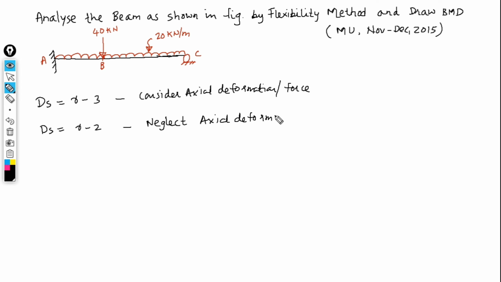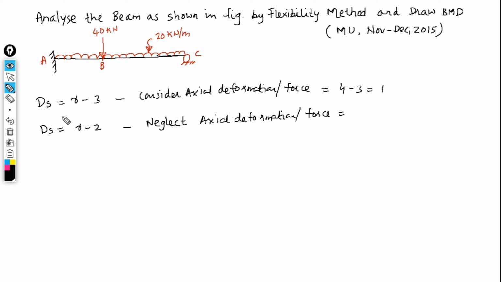Axial deformation or force. So in all beam we neglect axial deformation, so you can use this formula where r is number of reactions. Even if you use this formula you will get the same answer. So when we consider axial deformation, we also have to consider axial force here. So r indicates number of reaction. So here we have 3 reaction and here 1 reaction. So number of reaction is 4 minus 3, it comes to 1.